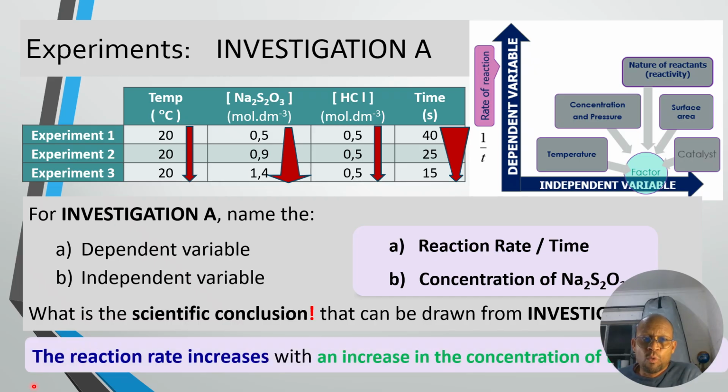And then what is the scientific conclusion? Here you're going to give me the relationship between these two columns because they are the only two columns that have changed. So the reaction rate increases with an increase in the concentration of sodium thiosulfate. Okay, you can also say that the reaction time has decreased with an increase in the concentration of sodium thiosulfate. You can't see the sodium thiosulfate here, but it is there.